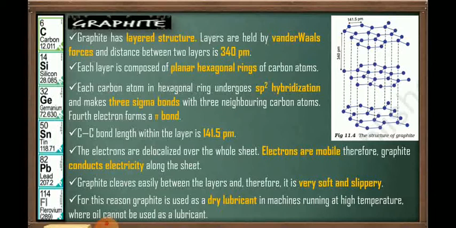So, the summary: graphite has a layered structure. Layers are held by van der Waals force of attraction. Layers are separated by 340 picometer.